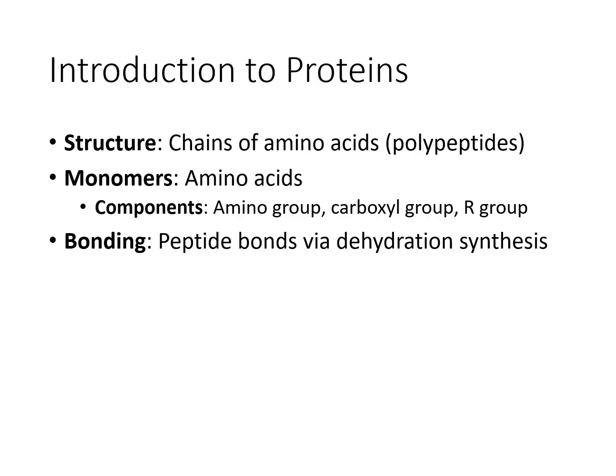Proteins are essential macromolecules made up of long chains of amino acids, also called polypeptides. The monomers of proteins are amino acids, and each amino acid has 3 main parts: an amino group, a carboxyl group, and a unique R group that gives it specific chemical properties. Amino acids are linked together by peptide bonds, which are formed through dehydration synthesis, a process that removes a water molecule as the bond forms. These chains fold into specific shapes, allowing proteins to perform a wide range of functions in the body.